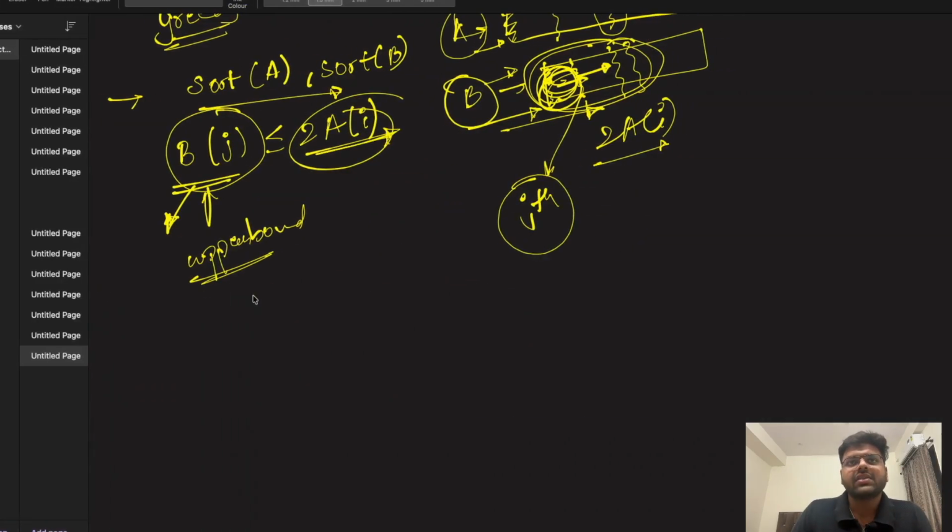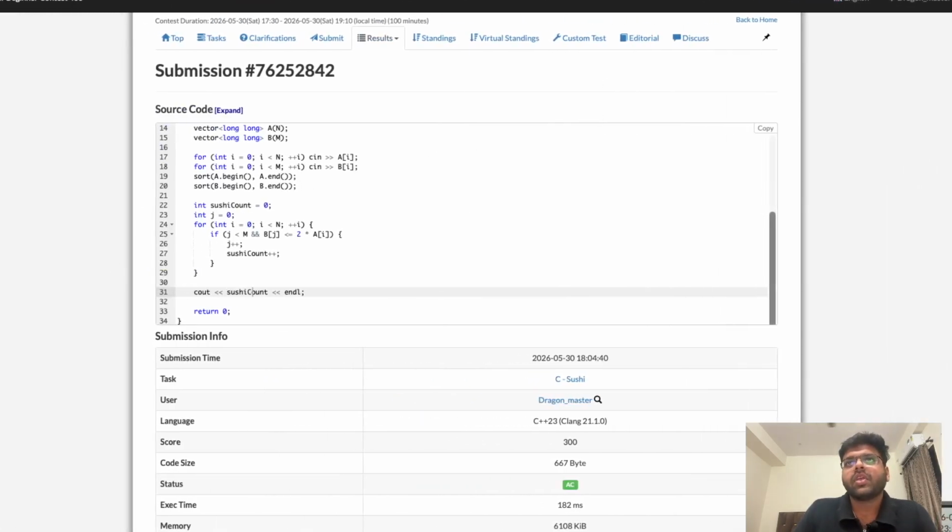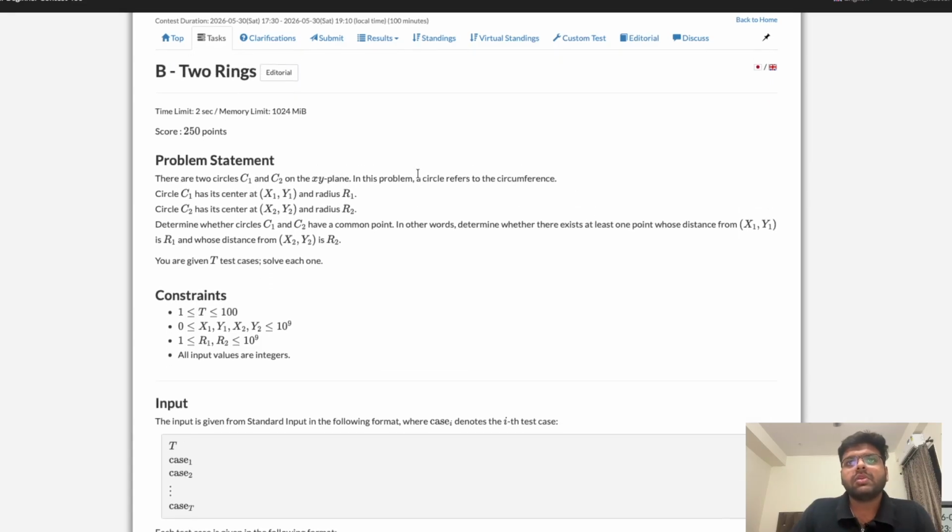So I would say thinking of it as a greedy approach would give you much more benefit for the C problem rather than going with the DP solutions. Now let's jump to the B problem. So the B problem was also very easy.